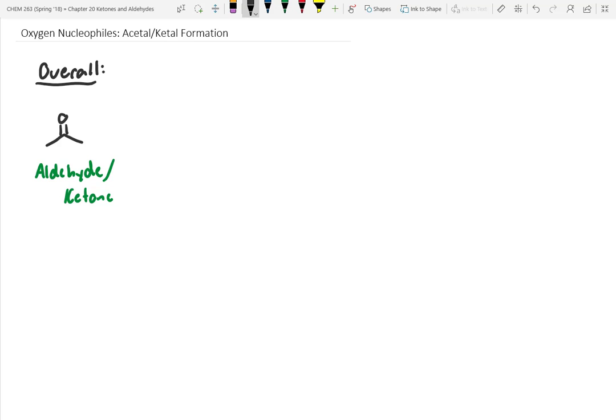You can react this with two equivalents of an alcohol. Typically this is done under acidic conditions, so I'll just write H plus catalytic. And what you can do is get both alcohols to attack that central carbon, and you kick off water as a byproduct.